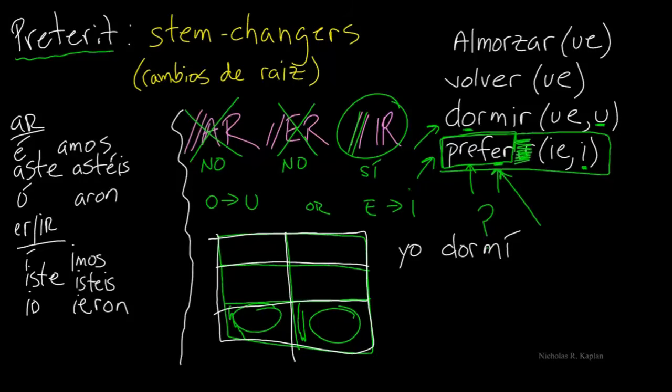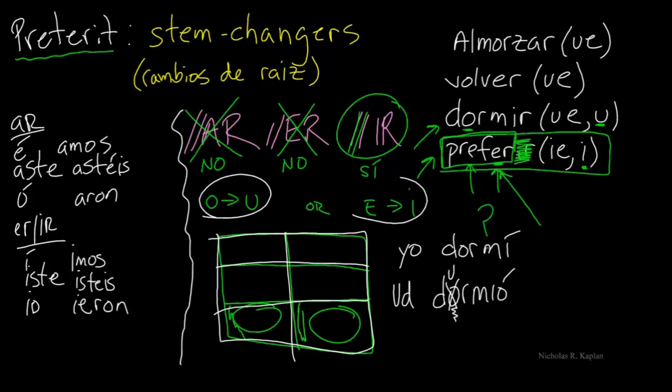Let's do the same one and we'll put it down into the usted form. We'll take off our ending. And then the second step that we have to do, because we're working on a stem changer, is this O, we are going to change to a U. And we know we have to change it to a U because we only have 2 choices, O to U or E to I. Let's try preferir.